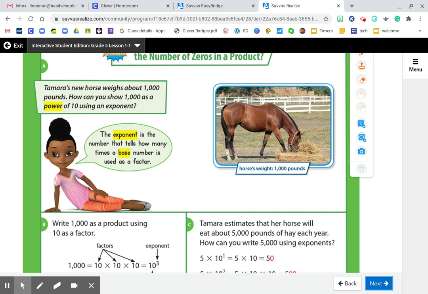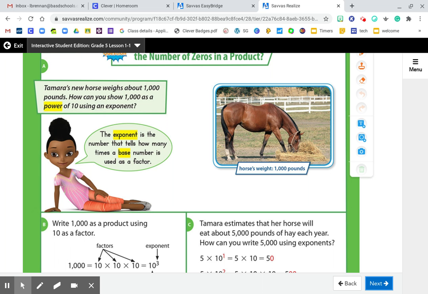So in the video, you saw Tamara's new horse weighs about 1,000 pounds. How can you show 1,000 as a power of 10 using an exponent? And these are all vocabulary words that are reviewed at the beginning of the topic on the vocabulary page, the purple cards. You can cut them up and use them to review vocabulary words. It's a good idea to do that before every lesson. Just quickly review them and remind yourself of the new math words that you're learning in the topic.